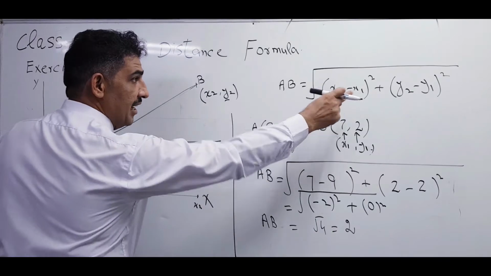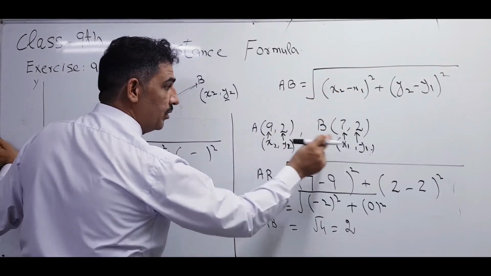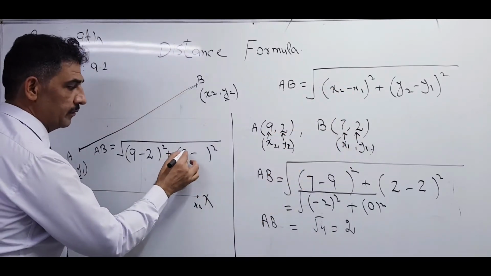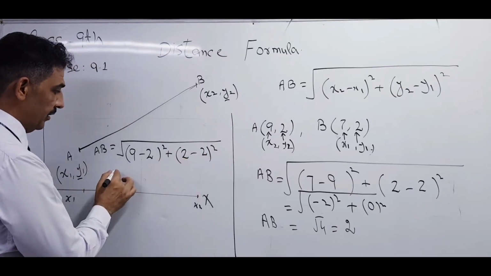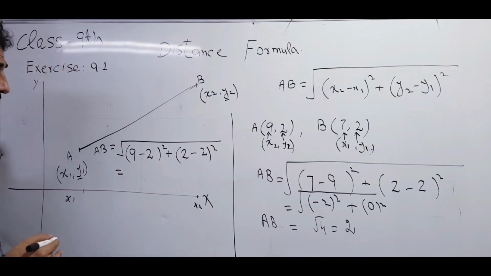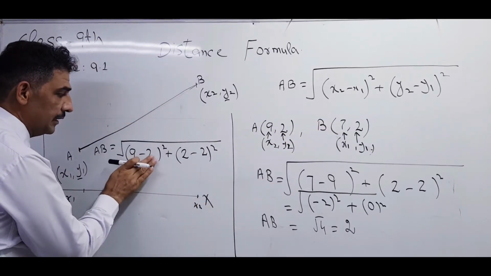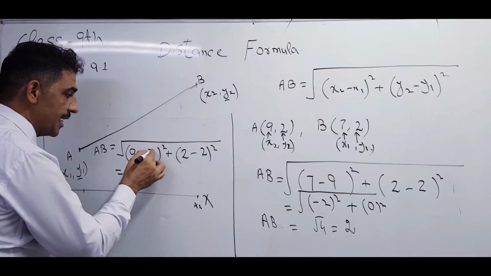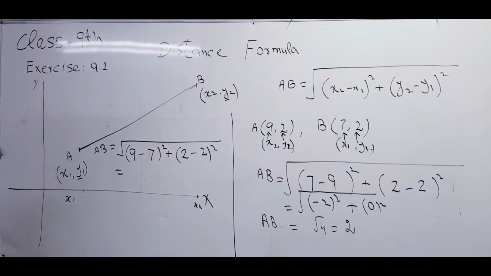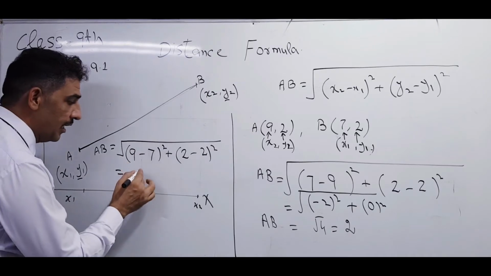y2 minus y1 according to the formula. Y2, what is that? 2 minus 2. So 9 minus 2. I'm making one mistake. What is the mistake? Good. Here I have to write 7. You made me correct. 9 minus 7. So 9 minus 7, what's the answer?